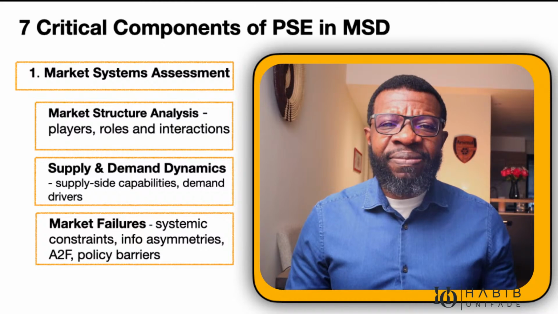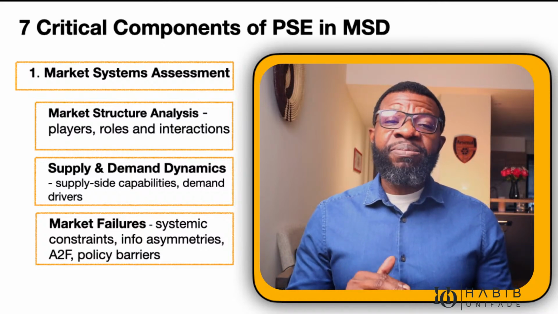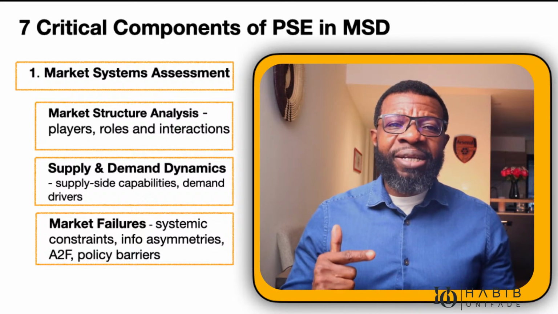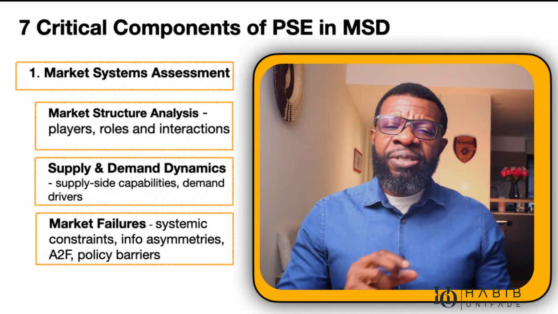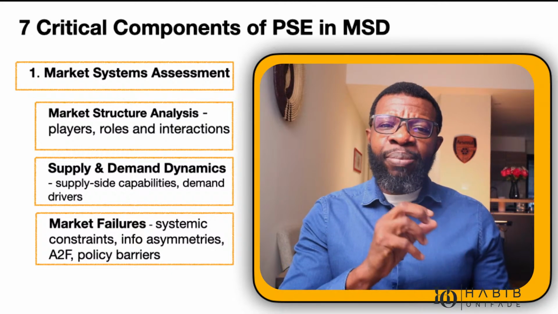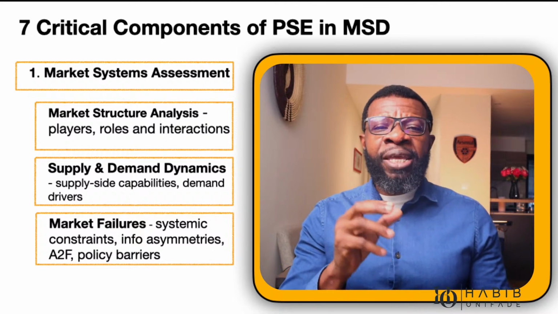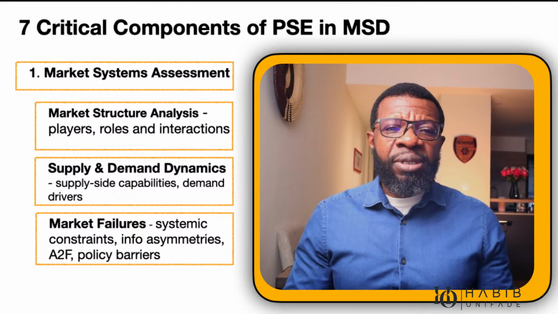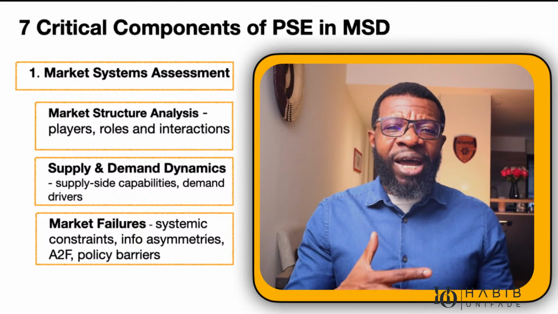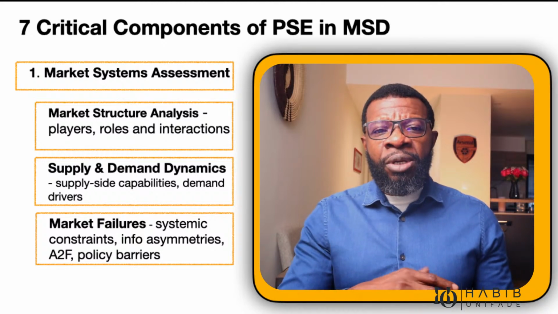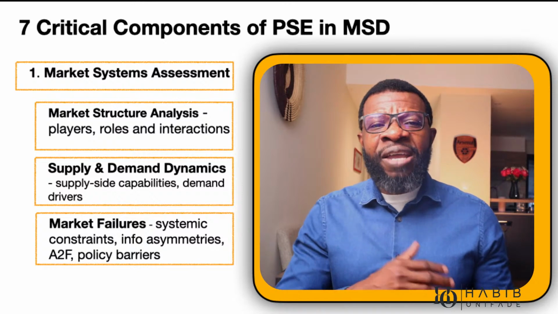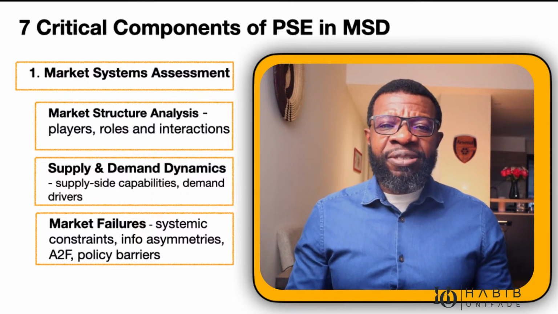And that's market systems assessment. And in market systems assessment, there are 3 key components that I think we must have. So that's market structure analysis. That's essentially identifying the players, the roles that they play, and the interactions between these players. The other part of that is supply and demand dynamics. So the supply side capabilities and the key factors that drive the demand in this market assessment.